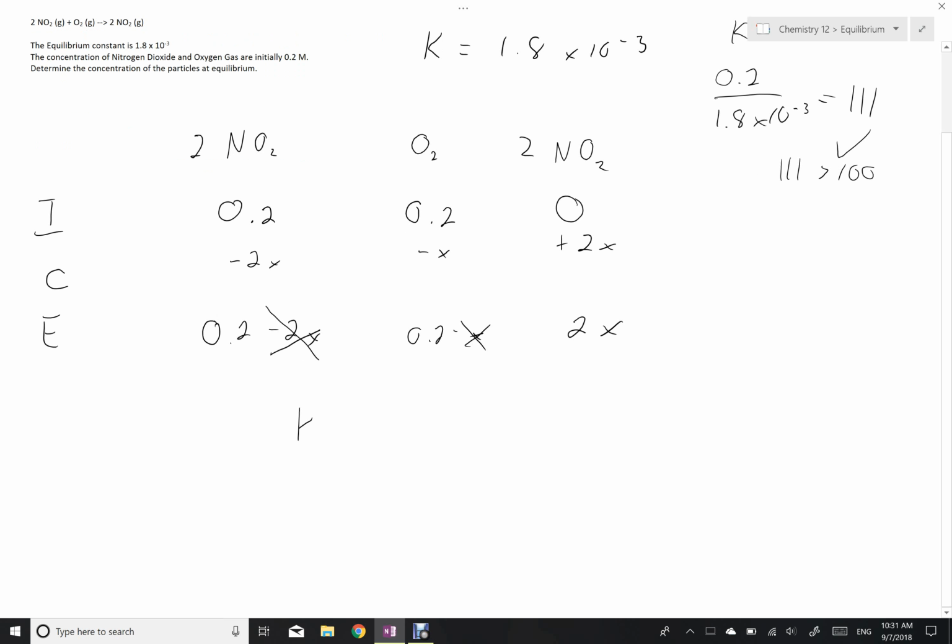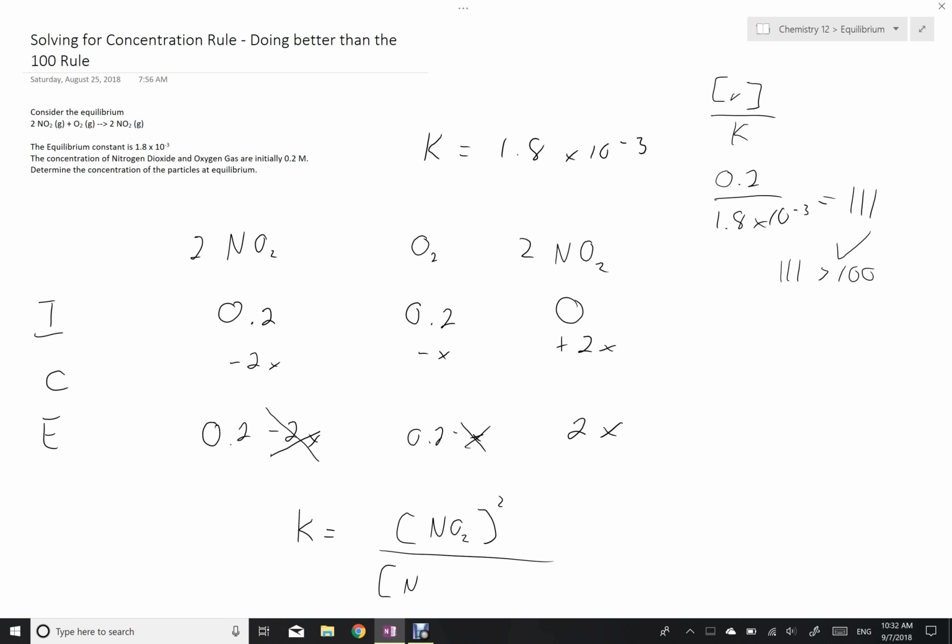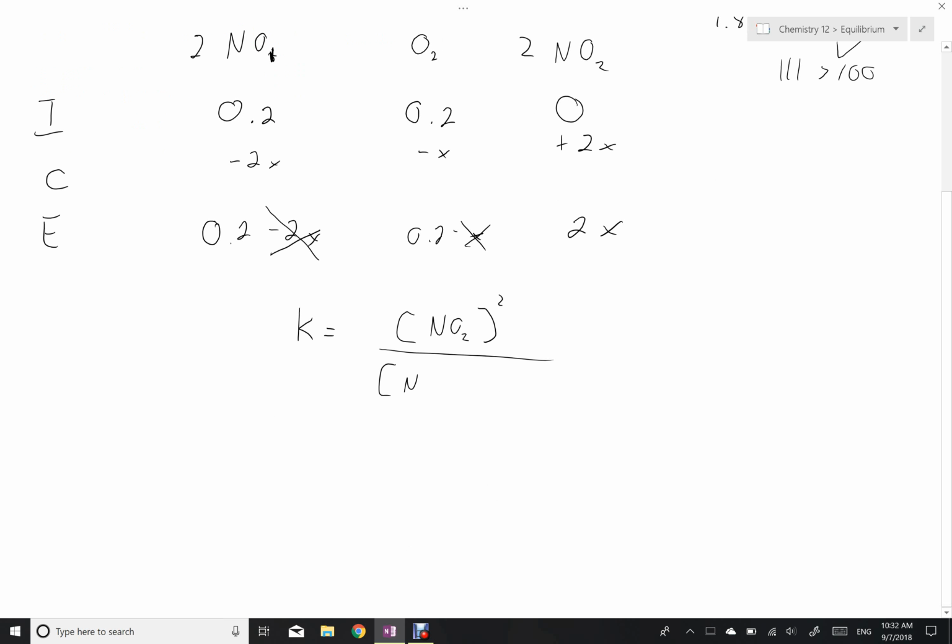So my K expression then, products, NO2 squared, because there's 2. This shouldn't be NO2, that's my problem. That should be nitrogen monoxide. If this reaction looked weird, that's why, it's nitrogen monoxide forming nitrogen dioxide. So nitrogen monoxide, still 2 of them, and oxygen.